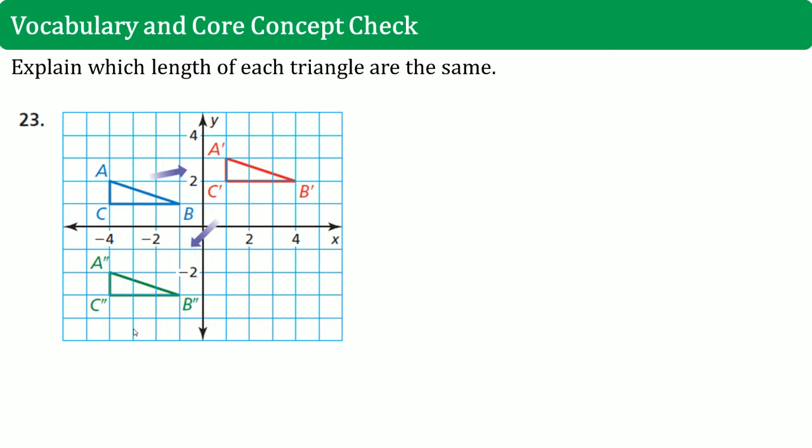In this example, a composition of translations occurred where there are two translations. You see the triangle in blue translates, slides, to make the A prime, B prime, C prime triangle, then slides again to make the A double prime, B double prime, and C double prime triangle. You're going to explain which of these triangle lengths are the same. Try that now.